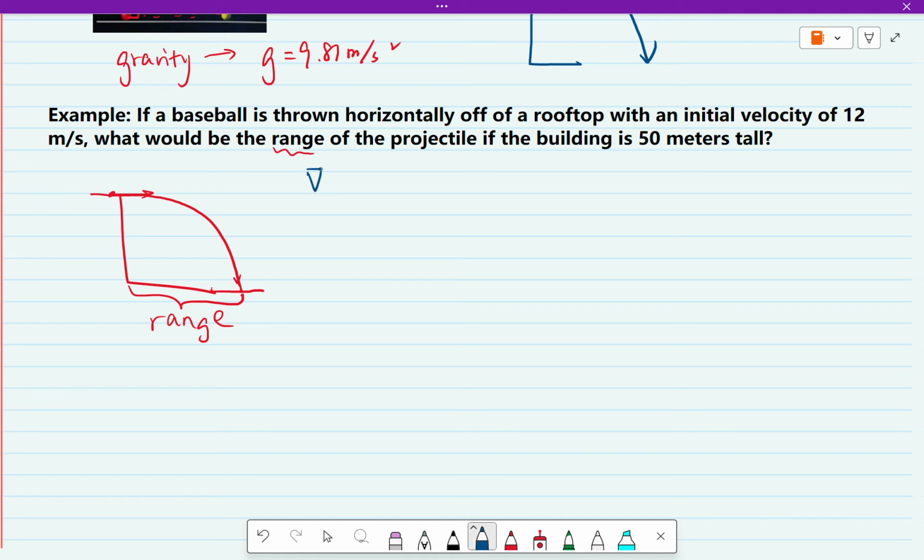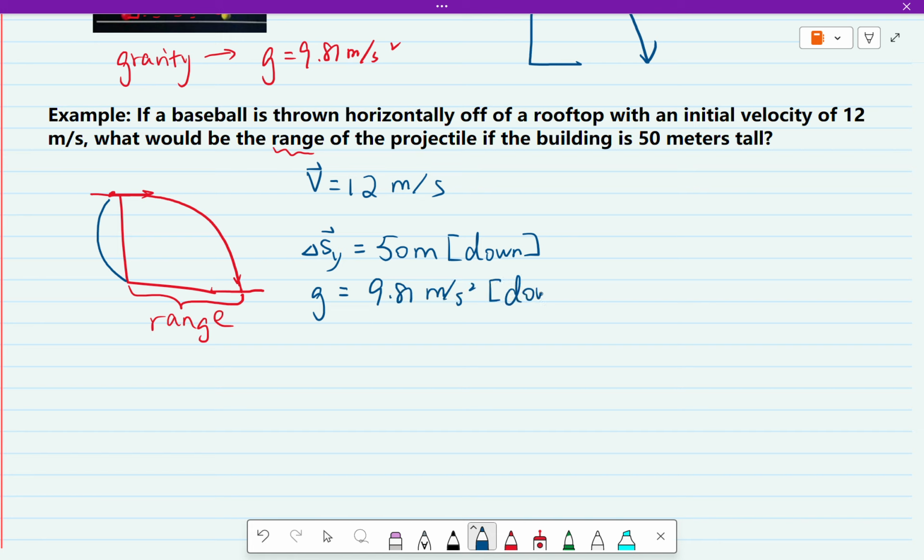So we have an initial velocity of 12 meters per second. We have 50 meters, which is the building's height. And what is this building's height precisely in terms of the motion that the baseball is undergoing? This would be the vertical displacement, or the displacement on the y-axis, right? It is 50 meters down. And we have a constant acceleration due to gravity all the time through the motion, which is 9.81 meters per second squared. And be careful about the direction, also down.